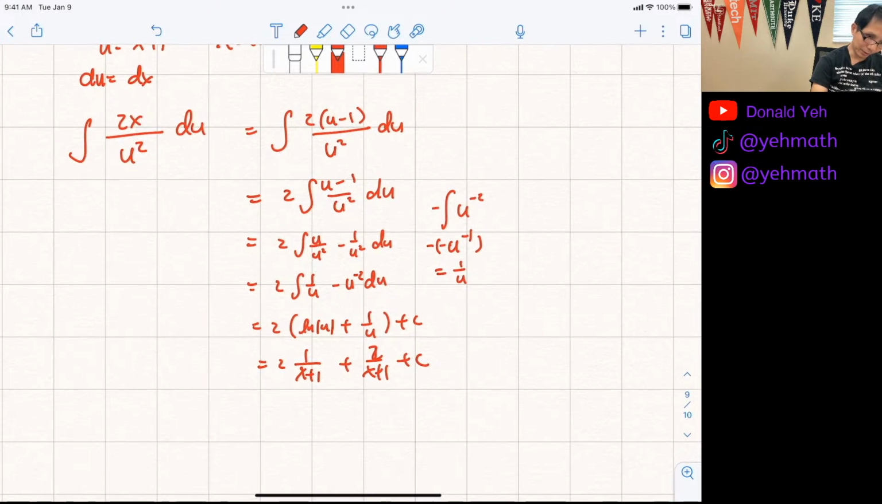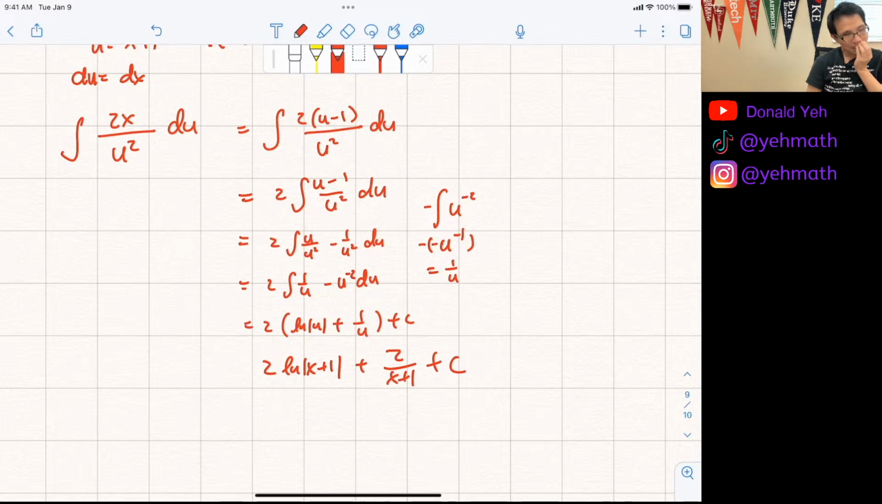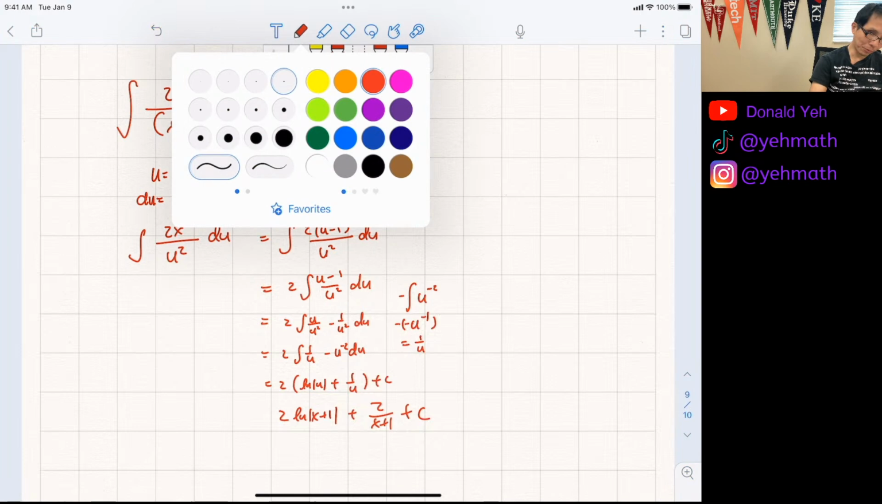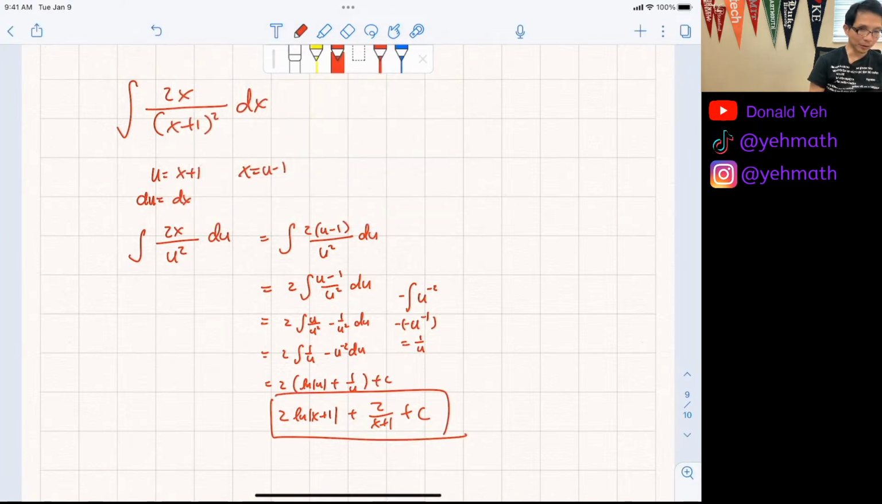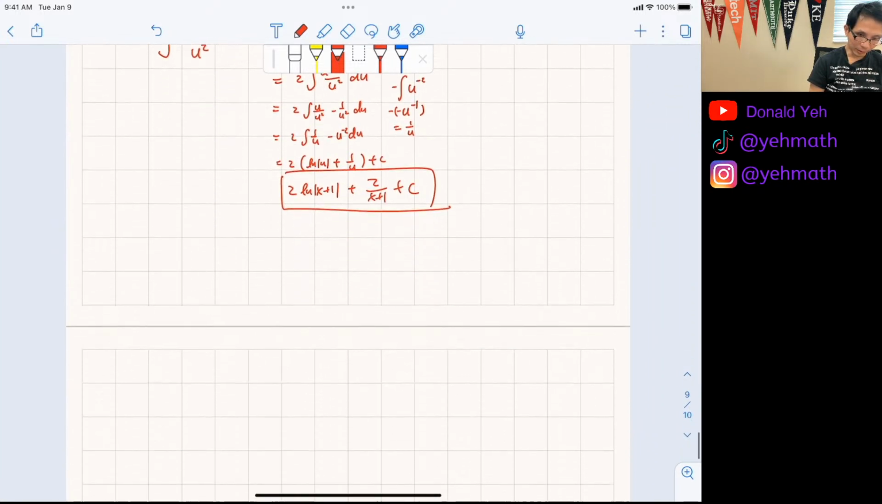Wait, there's something wrong with this one. 2 ln of x plus 1 plus 2 over x plus 1 plus c. I would say this one's the hardest one. And definitely this one will be on the test because I want students to see splitting. I want a student to see back sub. I want a student to see if they can take the integral properly and sub in the things. And this one will be the hardest one. We have one more question to go, and after that, you can do your homework. Start early.